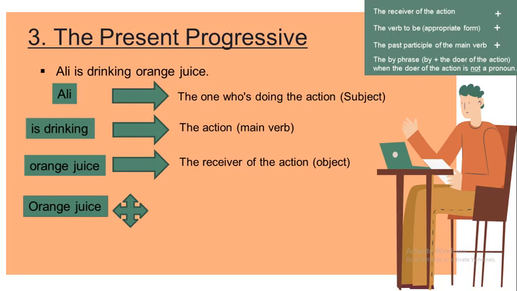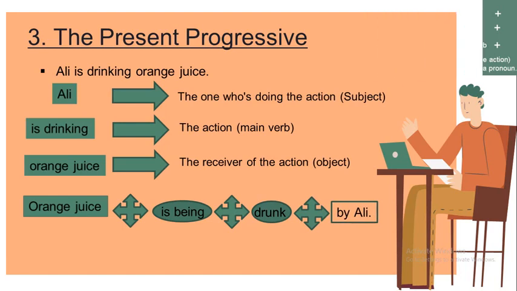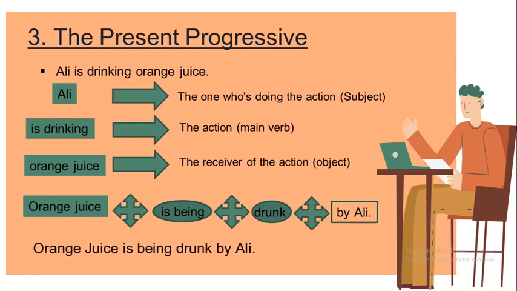Now, the question is, what is the form of the verb to be in the passive present progressive? And it is being. And after that comes the verb in the past participle, which is drunk, and the by phrase by Ali. So, the passive voice of the sentence Ali is drinking orange juice is orange juice is being drunk by Ali. Now here we used is being because orange juice is singular.